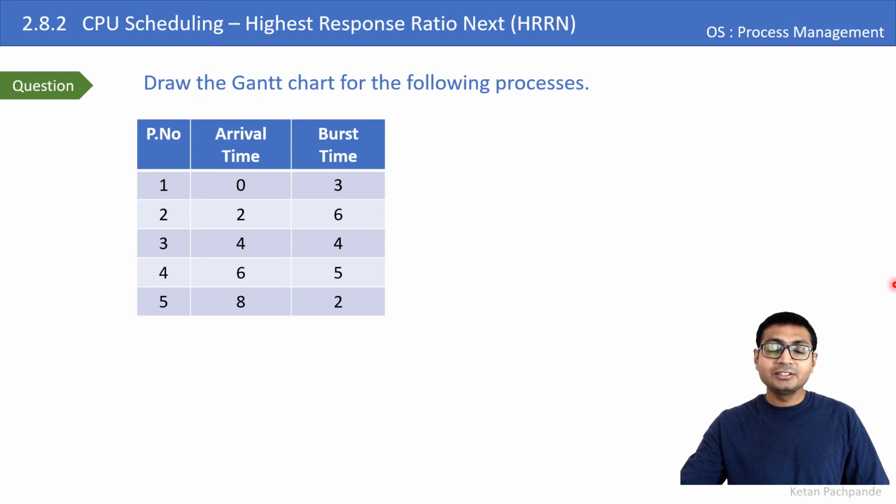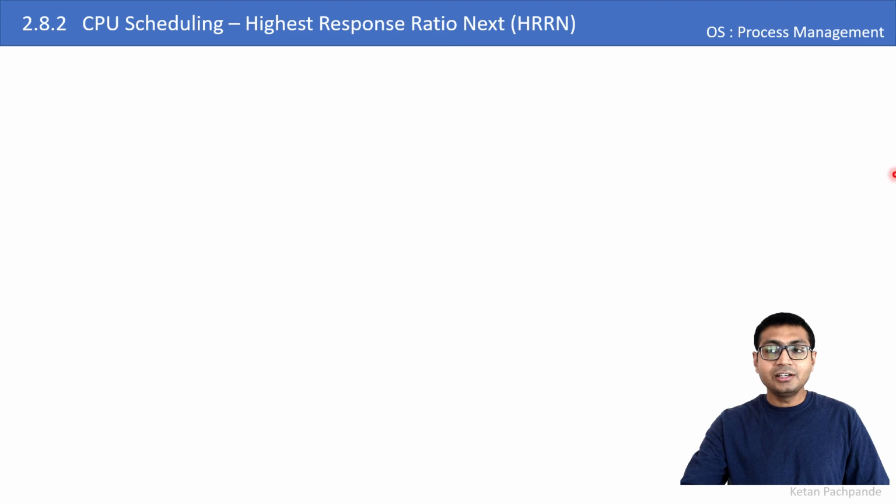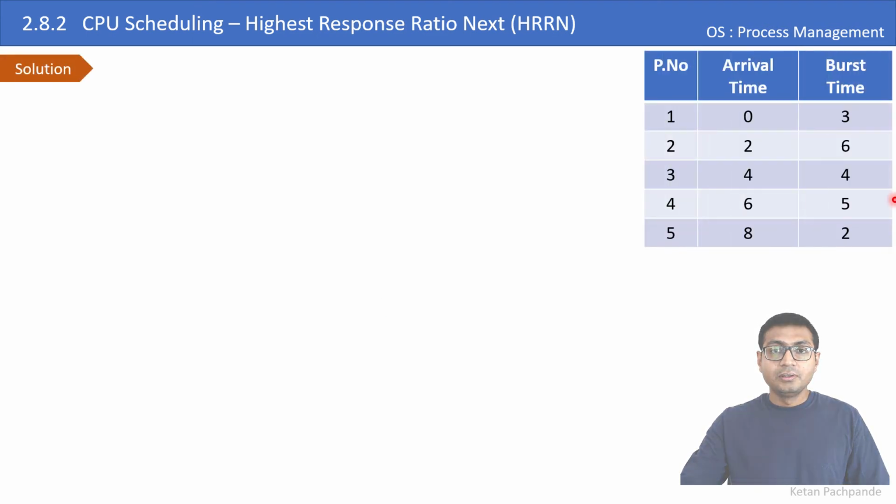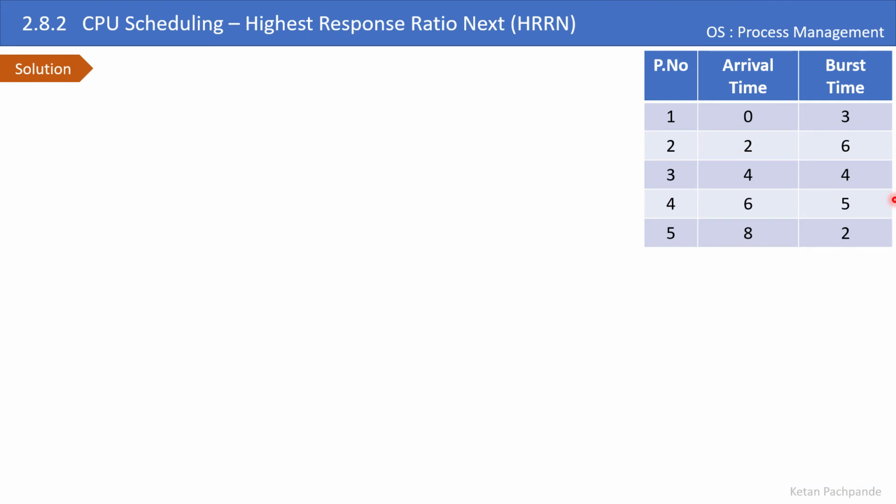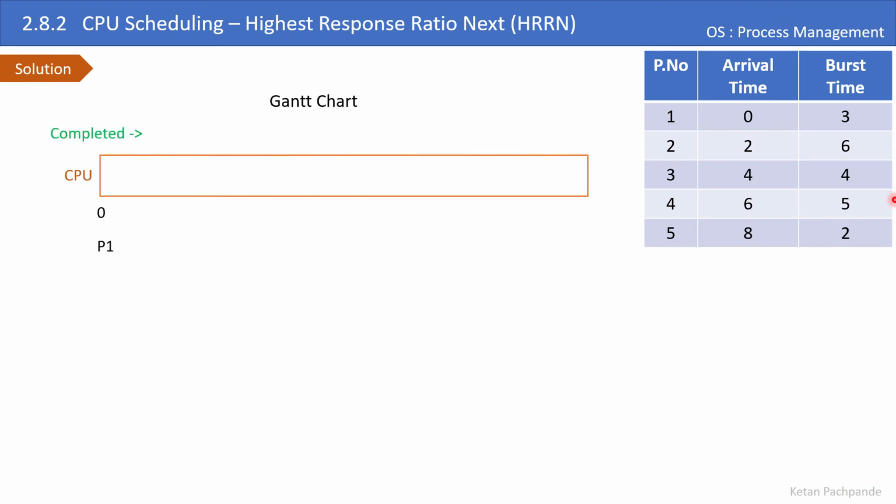Let me discuss this algorithm with the help of this question. So here I have given the 5 processes, arrival times are given and the respective burst times are given. Let's try to draw the Gantt chart for this table. So here at time t is equal to 0, process P1 is arriving. At this moment I don't have any process in the system.